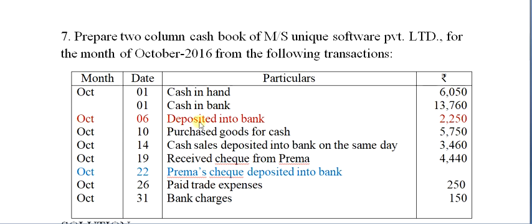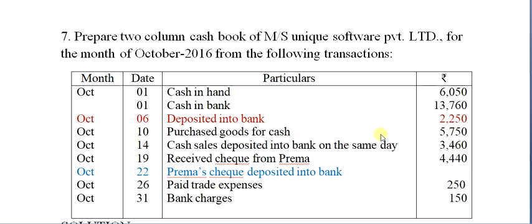Again, October 6th, deposited into bank, I have highlighted this point, 2,250. What is this deposited into bank? It is a contra entry which affects both sides of the double column cash book. When we deposit, what happens? Our cash balance decreases. Automatically, on the other side, our bank balance increases. So deposited into bank means on one side cash balance decreases under the credit side. Again, bank balance increases under the debit side. This is treated as a contra entry.